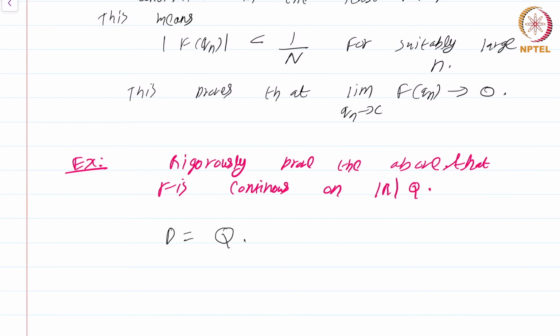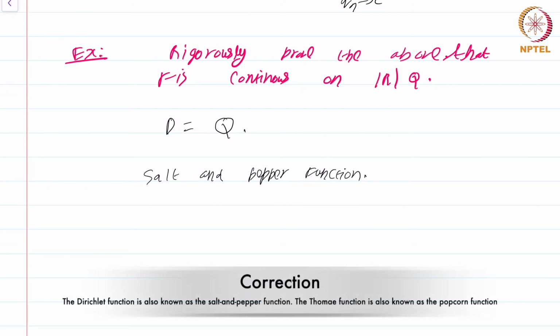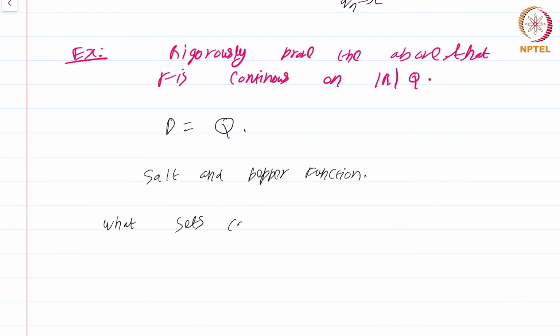Okay. So we have got some interesting stuff. We have found a function which is very weird. By the way, this function is also called the salt and pepper function. That's a nice terminology. So this function, the Thomae function, has set of discontinuities precisely the set Q. So the next question is, what sets can be the sets of discontinuity? Precisely what sets can be the sets of discontinuity?